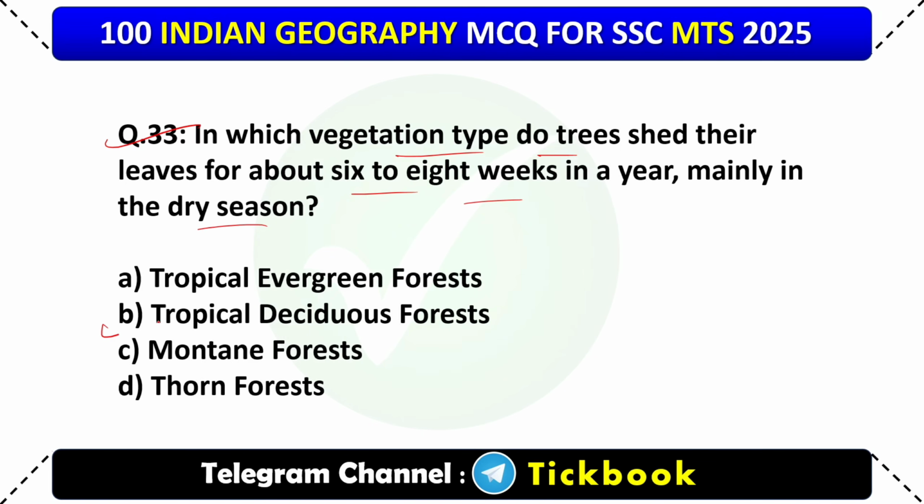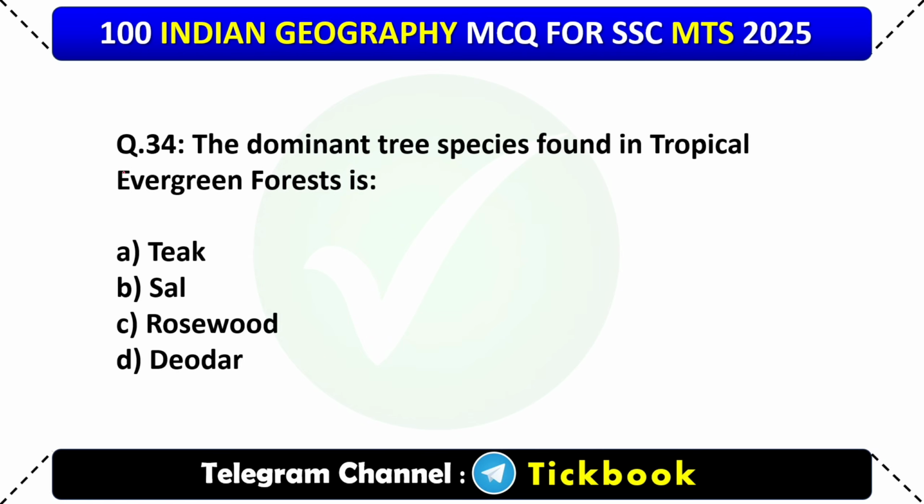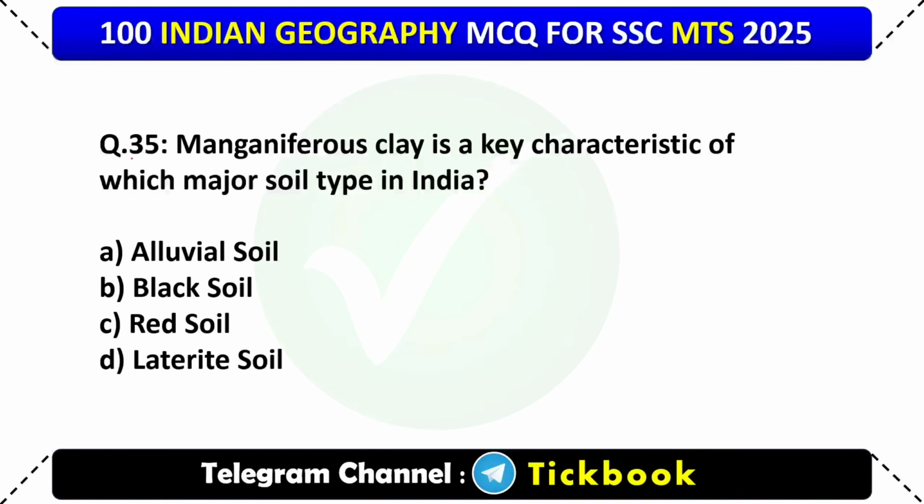Option number B, tropical deciduous forest. 34. The dominant tree species found in the tropical evergreen forests is. Option number C, rosewood. 35.